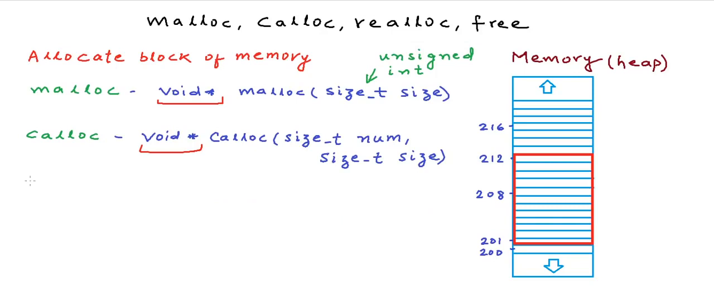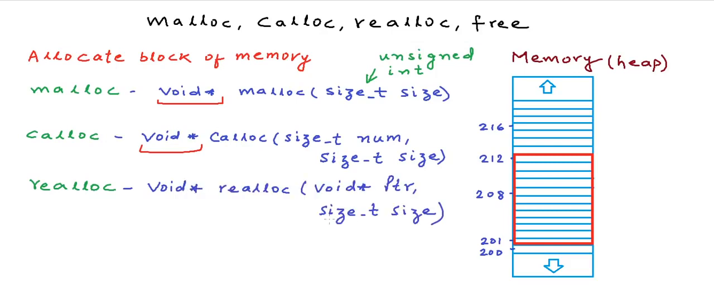The third function that we want to talk about is realloc. If you have a dynamically allocated block of memory, and you want to change the size of this block of memory, then you can use realloc. The signature of this function is that it takes 2 arguments. The first argument is a pointer to the starting address of the existing block, and the second argument is the size of the new block. There can be a couple of cases in realloc.